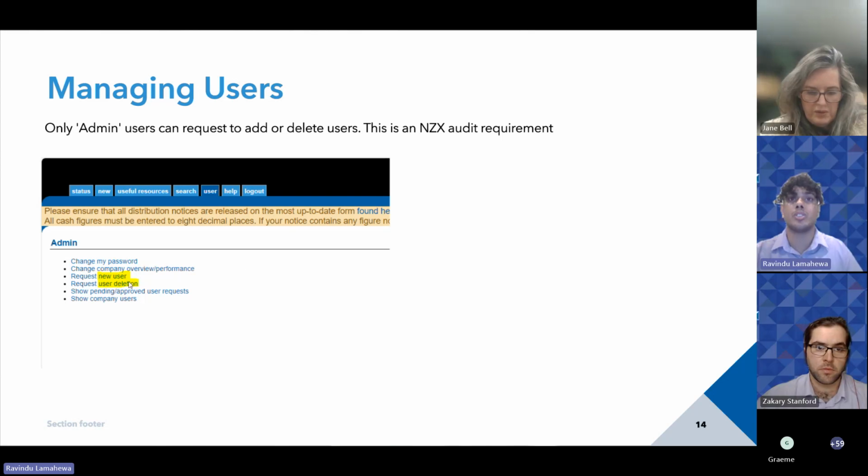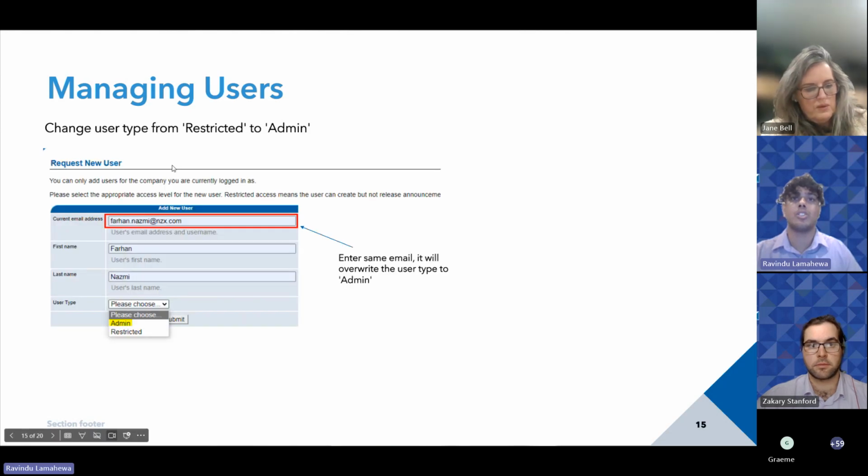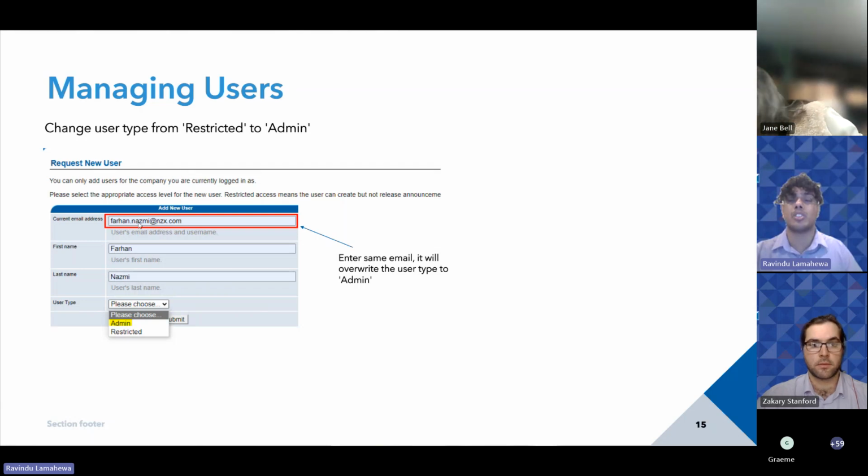In terms of how you do this, you'll go to user, request new user, and then you'll click that, and then there'll be a process, which I'll go on to the next slide of how to do that. Also you can request user deletion here as well. When you go to request new user, this is essentially what will display. You'll enter the email address that the user is associated with, the first name and the last name, and the type of user they want to be. Whether it's an admin or a restricted user is up to you to decide.